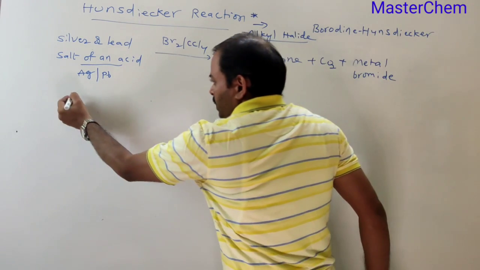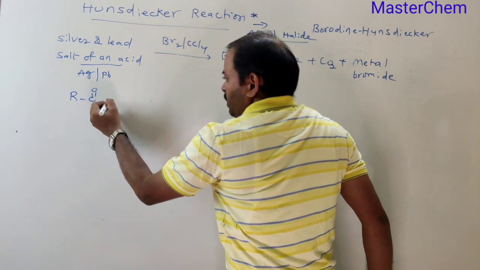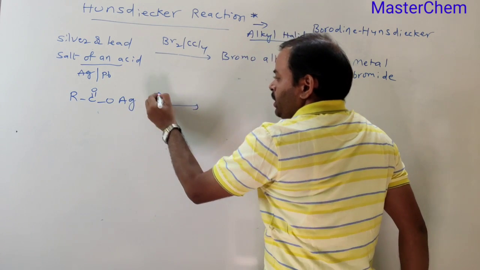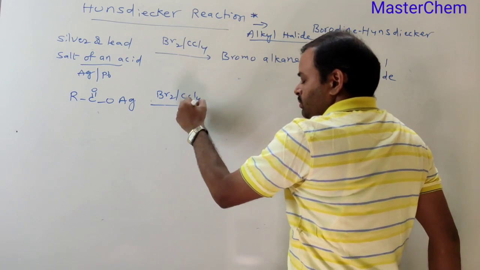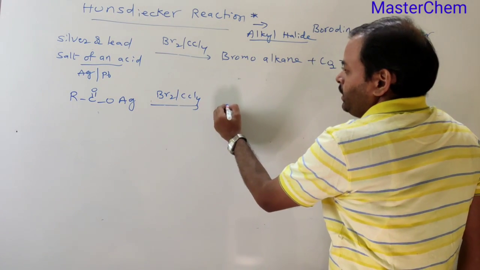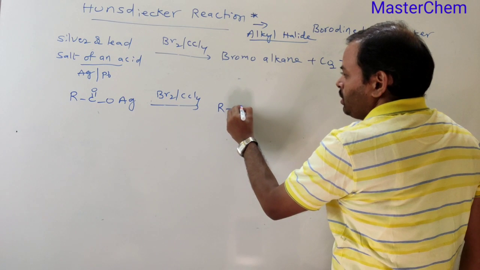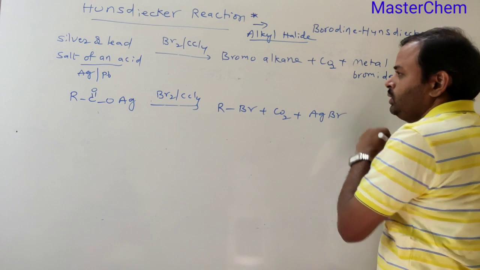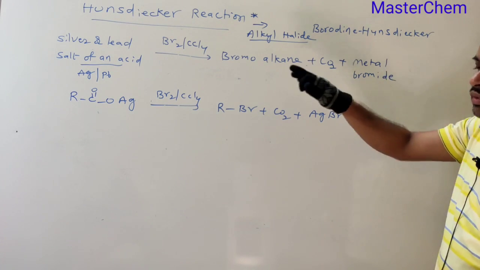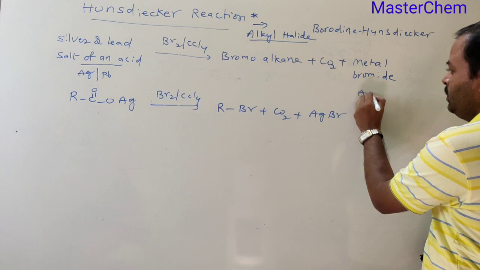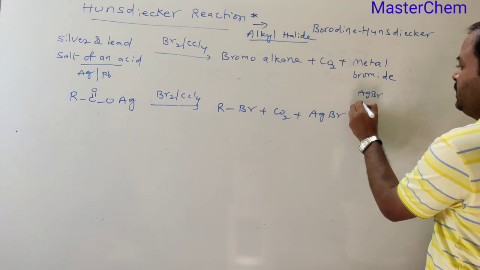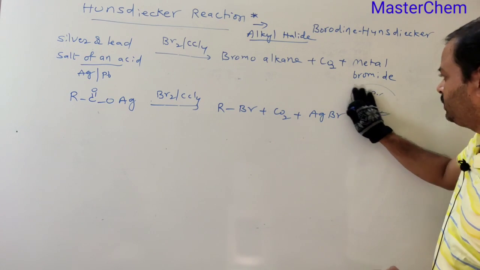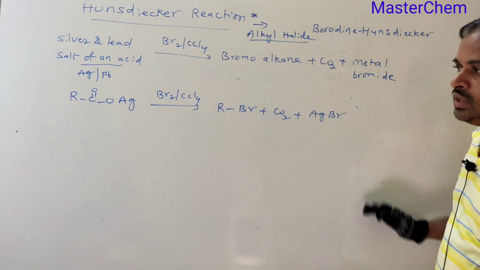The general reaction: RCOOAg, with Br2 in CCl4, gives RBr plus CO2 plus AgBr, the metal bromide. If it is a silver salt, it is silver bromide, AgBr. If it is a lead salt, that is PbBr2, the metal bromide that will be formed. This reaction is known as the Hunsdiecker reaction.